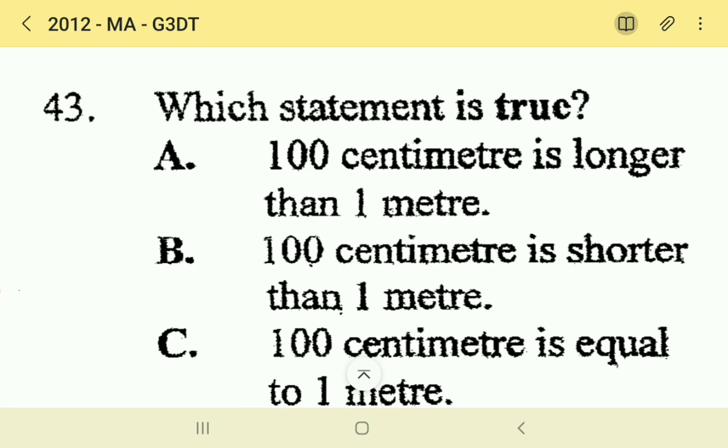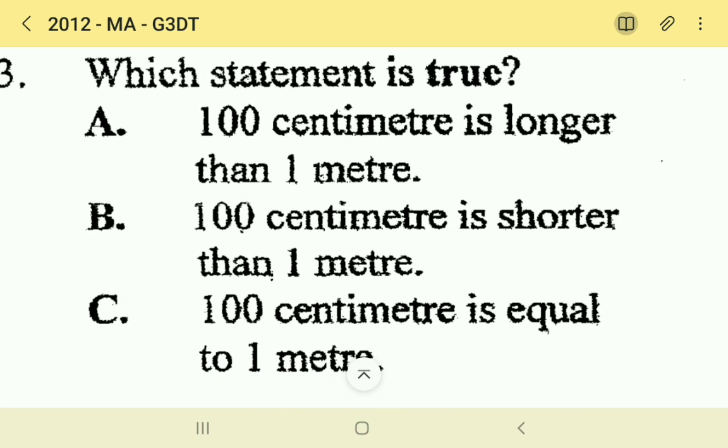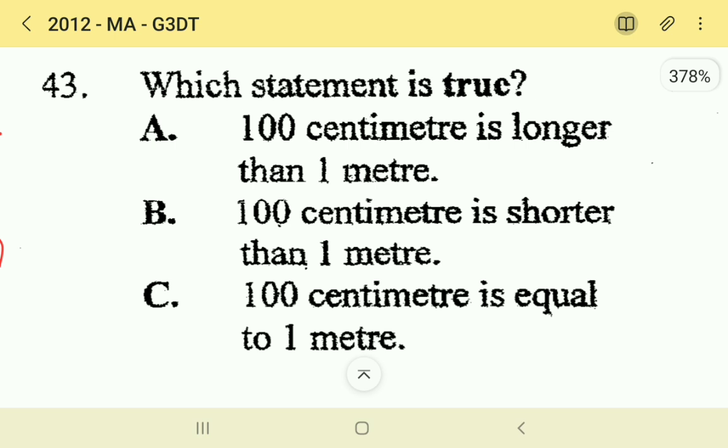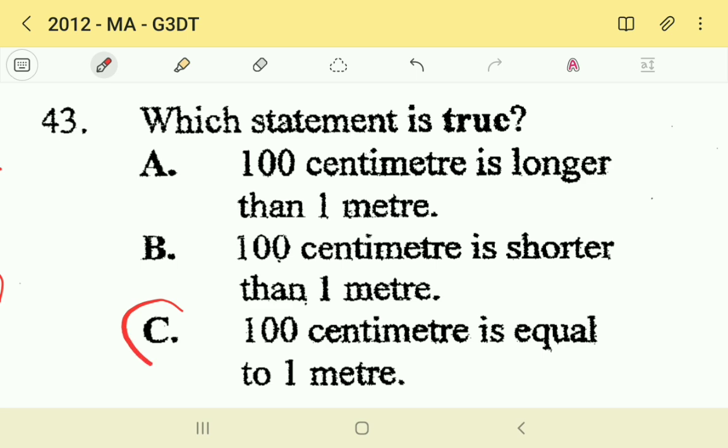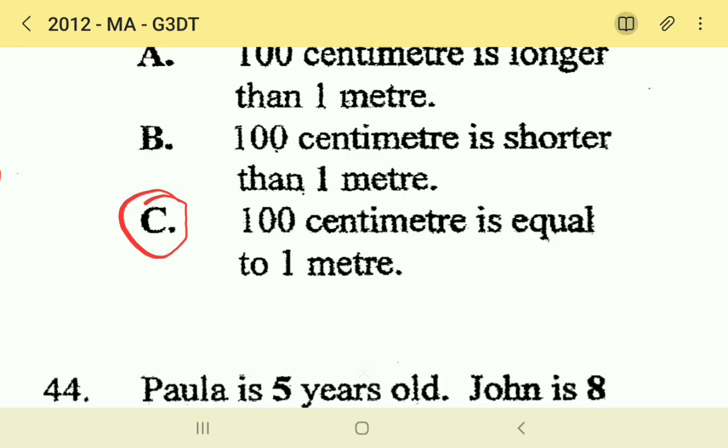Alright, 43. Which statement is true? 100 centimeters is longer than a meter. That is A. B says, by the way, how many centimeters make a meter? You have to know that to know which of these is true. It's 100. So it can't be A. B says 100 centimeters is shorter than a meter. No. C is correct, where 100 centimeters is equal to 1 meter.